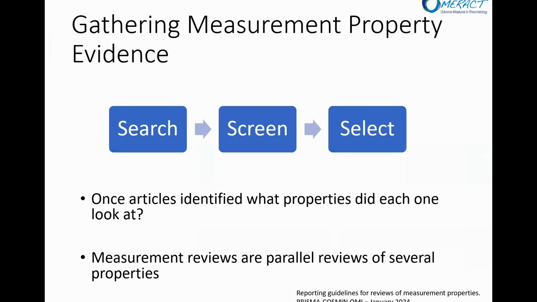So to gather this measurement property evidence, you're going to be doing a thorough search of the literature and then screening that review to find articles that looked at measurement property evidence and selecting the ones that you will use for your evidence based on that. Once the articles are identified, which is a big task, you're asked to look at which measurement properties did each one actually examine and test. You'll soon find that measurement reviews are actually parallel reviews because each measurement property is a mini review in itself. And then we're doing a parallel review of 6 different properties.